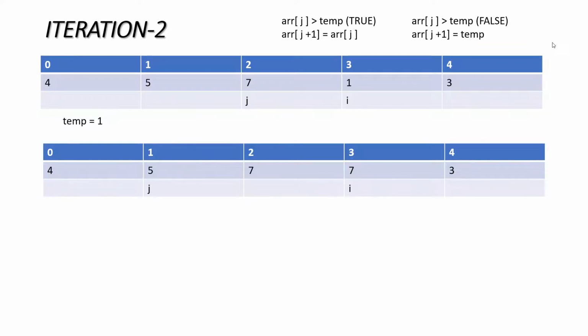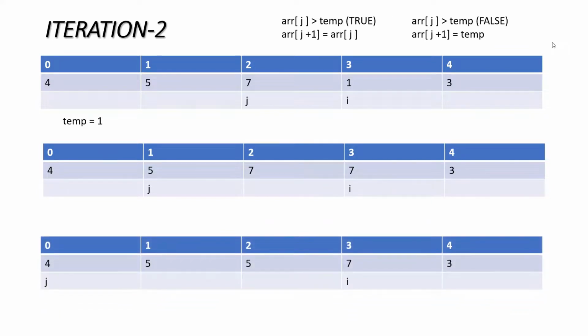After inserting, here it looks like this. In third index the element is 7 and in second index also the element is 7. Then I am simply decrementing j. Now j is at first index. Now I have to check the same conditions whether the element in j index is greater than temp or not. Here at first index the element is 5 which is greater than the temp, that is 1. Now I have to insert the element in first index to the second index. After inserting, it looks like this.